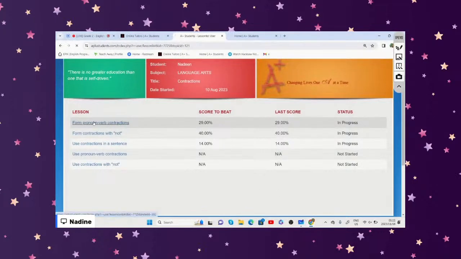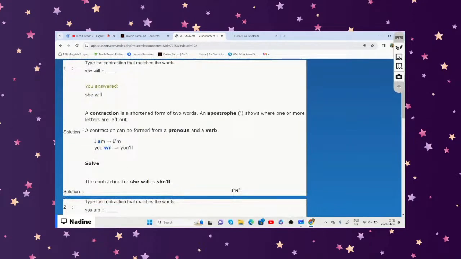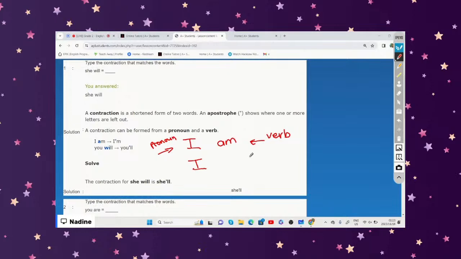And we're going to do form pronoun verb contractions. And we already explained forming the pronoun verb contractions, where we said that we take the pronoun and the verb, for example, I am. This is our pronoun, this is our verb. The pronoun stays the same, which is I, and the verb changes, which means we leave out the A of the verb, we add the apostrophe, and we bring down the M. And that is I'm.